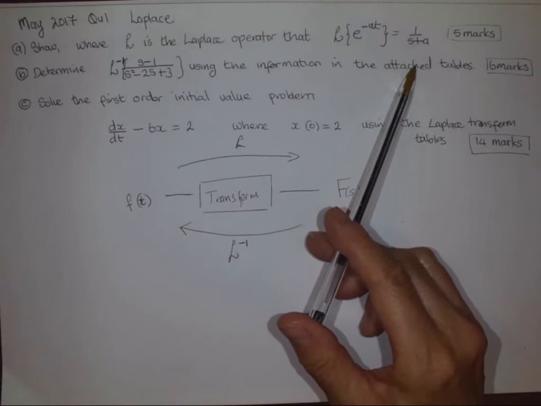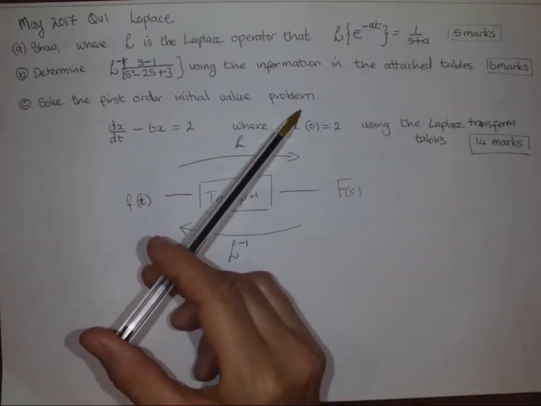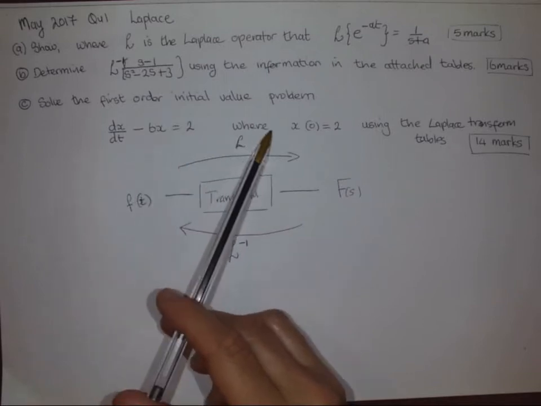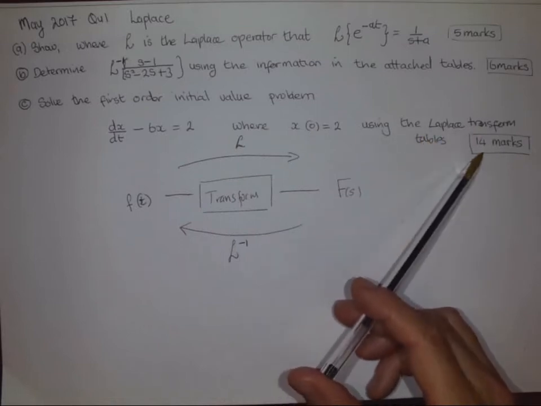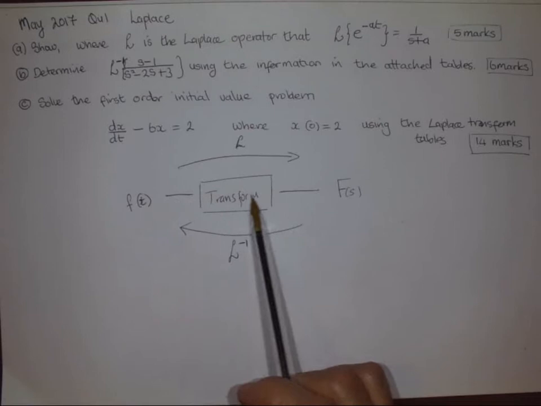of this function here, s minus 1 over s squared minus 2s plus 3, using information in the attached transform tables. And the third part: solve the first order initial value problem, dx dt minus 6x equals 2, where x of 0 equals 2, using the Laplace transform tables, and that's worth 14 marks. So they're all based on this idea of the transform.